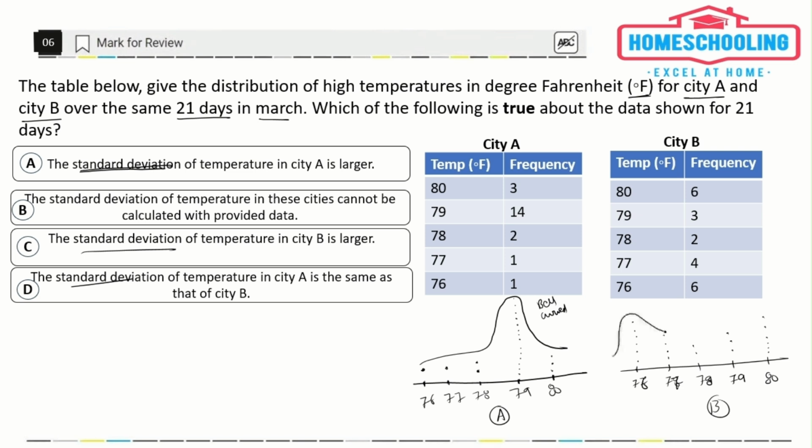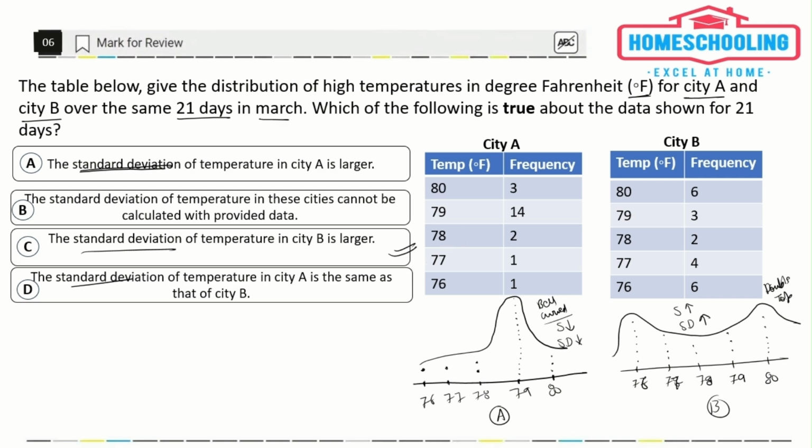So as you can see, it's a double top, and the other is a bell curve, slightly skewed on the left hand side. As we have read in the basics, a bell curve graph has a lower spread, hence its standard deviation would be less. And for the double top curve, we have higher spread, so the standard deviation is high. So option C, the standard deviation of temperature in city B is larger than city A. So option C is your correct answer.